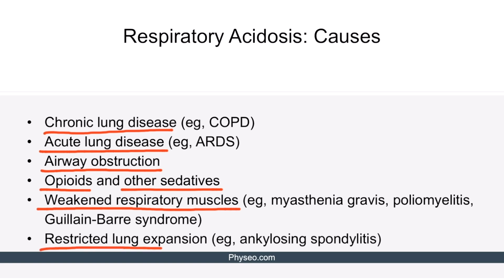Finally, restricted lung expansion can prevent carbon dioxide exhalation, resulting in respiratory acidosis. For example, patients with ankylosing spondylitis have costovertebral and costosternal ankylosis. Therefore, their lung expansion is limited, and they might present with respiratory acidosis.